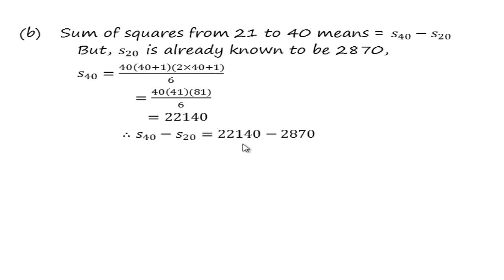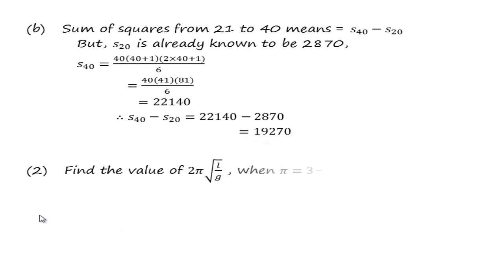Now the sum of the squares ranging from 21 to 40 will be S40 minus S20, which is 22,140 minus 2,870, which is now going to be 19,270. That is the answer, which is the sum of the squares from 21 to 40. Now let's go to another example.